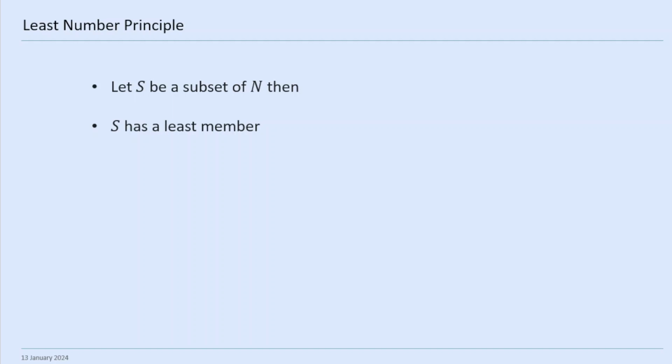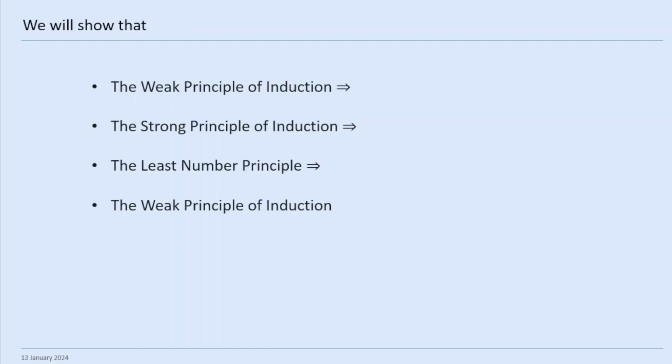It's also not true of the reals. For instance, if you take all the real numbers greater than 1, not including 1, then that has no least member, because you can get really, really close to 1, but you never touch it. But this is absolutely true of the natural numbers. And what we're going to show is all these three things are equivalent, because the weak principle of induction implies the strong principle, which then implies the least number principle, which then implies the weak principle of induction, so we go round the circle.